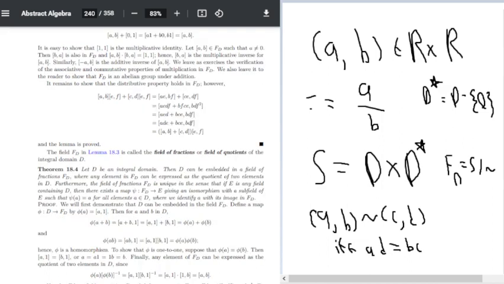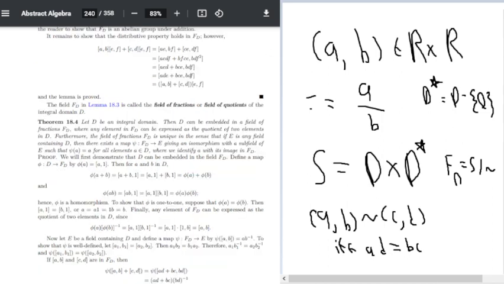From here, the field FD in Lemma 18.3 is called the field of fractions or the field of quotients of the integral domain D. Theorem 18.4. Let D be an integral domain, then D can be embedded in a field of fractions FD, where any element in FD can be expressed as the quotient of two elements in D.